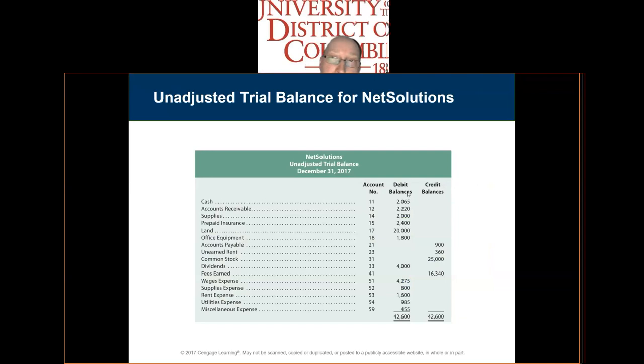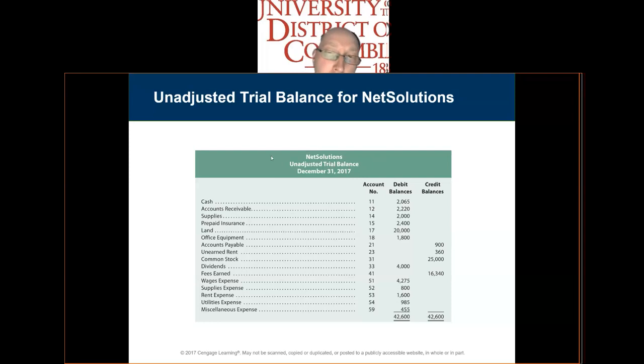Okay, let's look at an example of an unadjusted trial balance. Now, this is our wonderful company, NetSolutions. You all remember NetSolutions from our earlier chapters. It's that same NetSolutions. And don't worry, I'm sure you'll hear about them again in a future chapter. Okay, so here's our company, NetSolutions. What you see here is our unadjusted trial balance.